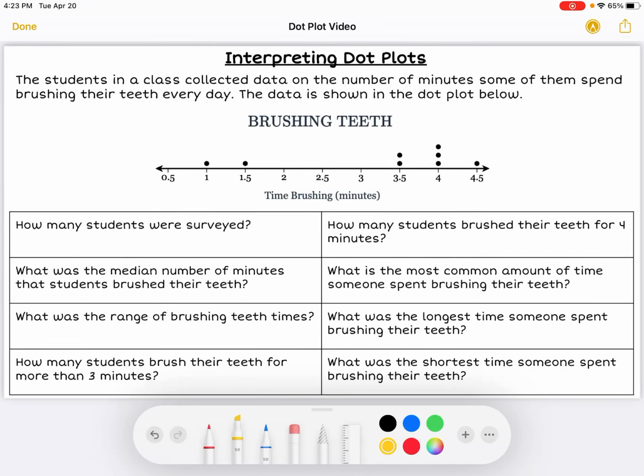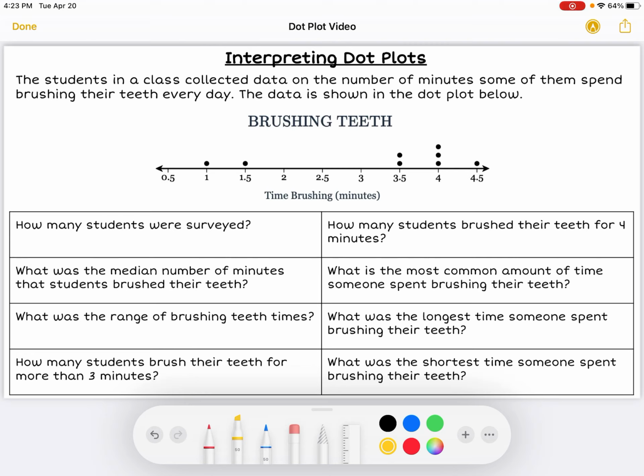Hi everyone, in this video I'm going to review how to interpret dot plots. So in this dot plot, the students in a class collected data on the number of minutes some of them spend brushing their teeth every day. The data is shown in the dot plot below.